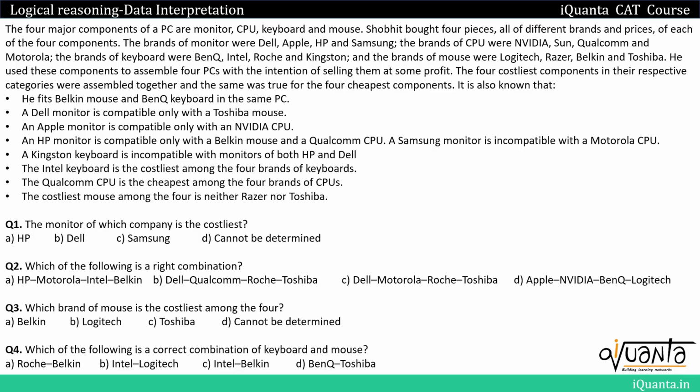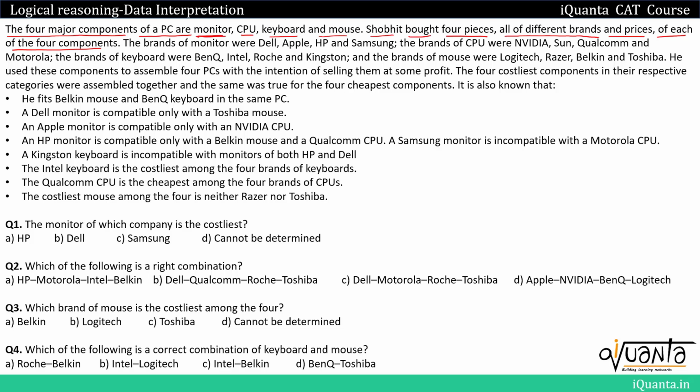Hello everyone. The question is: four major components of a PC are monitor, CPU, keyboard and mouse. Shobhit bought four pieces, all of different brands and prices, of each of the four components. So that means Shobhit will bring four pieces of mouse of different brands, four pieces of CPU of different brands, four pieces of keyboards of different brands and four pieces of monitors of different brands.